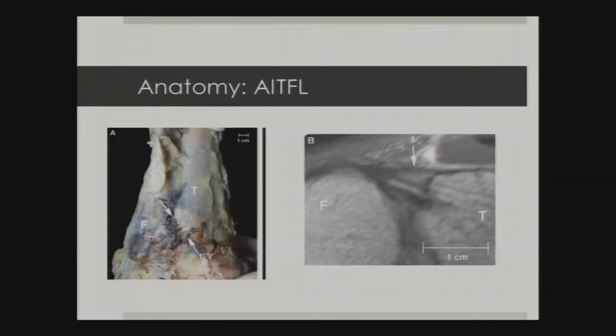So here's a specimen there with the tibia on the right, fibula on the left. Notice the 3 bundles of the AITFL there, and the border between the arrows. And the other one is an MRI axial cut, and you can see the multifascicular appearance of the AITFL there.